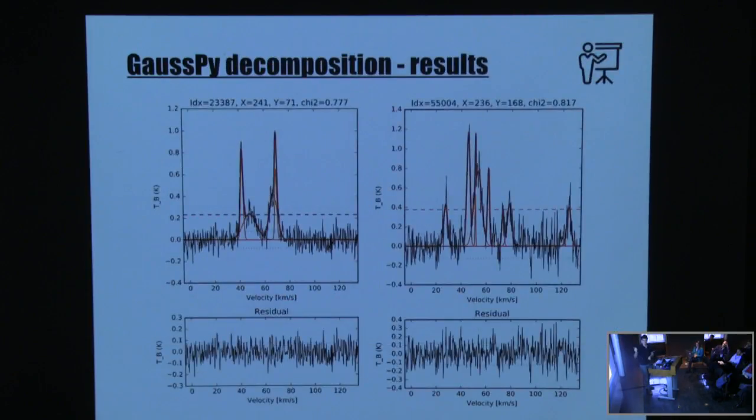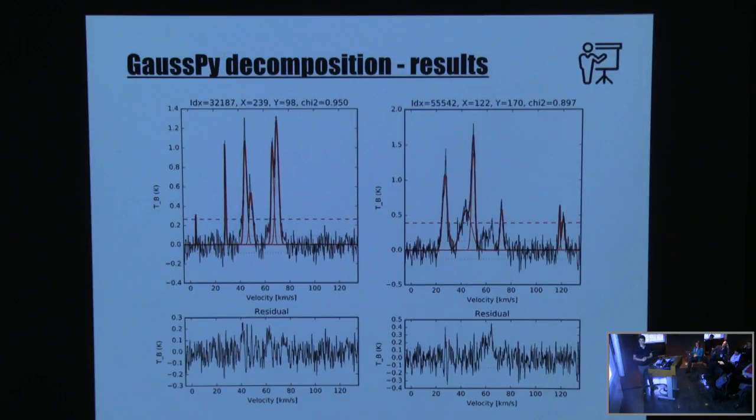And here's an example. We ran GaussPy on the GIS dataset. So this is the original spectrum from the GIS dataset. It wasn't smoothed in any way. And you see that GaussPy is capable of dealing with those blended components. Here is another of those examples.